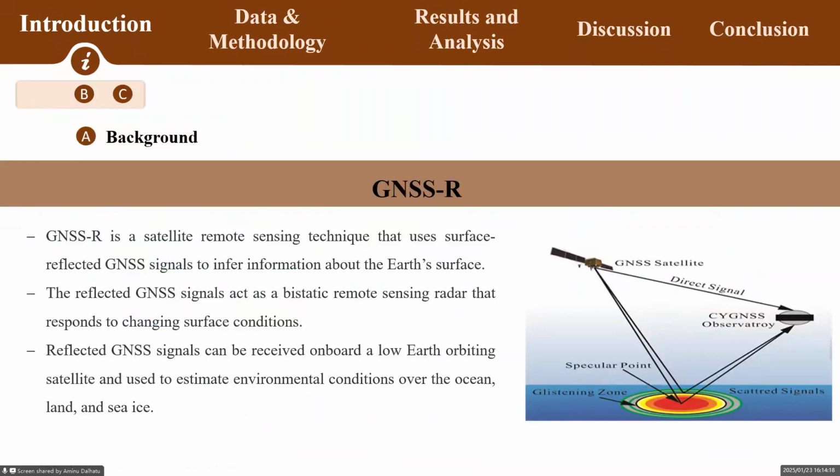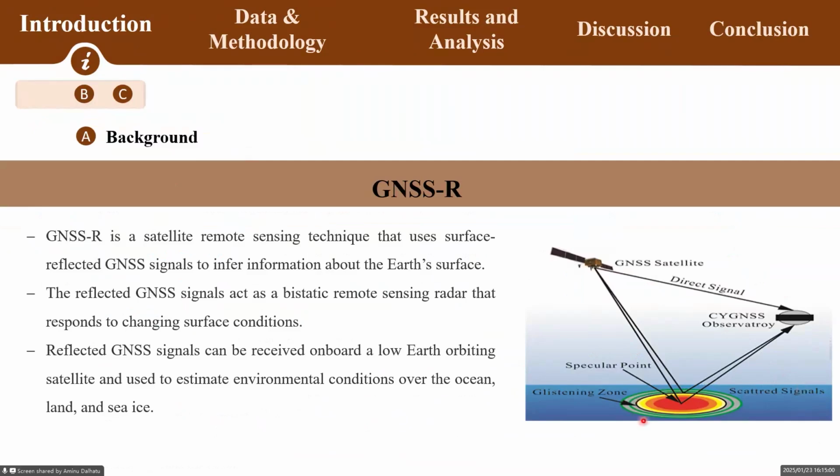Now, the second keyword is GNSSR, which I'm going to be repeating each time. Basically, it's a remote sensing technique that uses surface reflected GNSS signals, which are the ones that you can see here. These reflected signals can act as a bistatic remote sensing radar that responds to changing surface conditions. It can detect the change from land to sea, from sea ice to the ocean and so on, and you can even use it for the characterization of soil roughness.